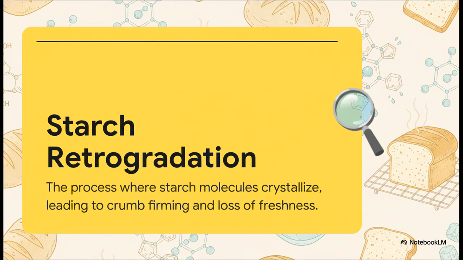So remember how the heat in the oven made all the starch molecules swell up and absorb a bunch of water? Well, as the bread cools and just sits there, those starch molecules slowly try to go back to their original tightly packed crystalline shape. And as they realign, they literally squeeze that water out. That's what makes the crumb get firm and what we call stale. So in a way, keeping bread fresh is really just a race against recrystallization.